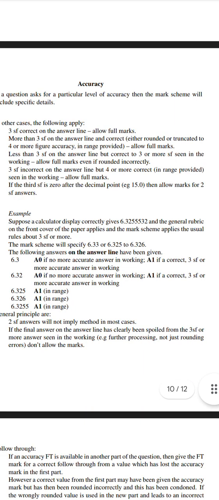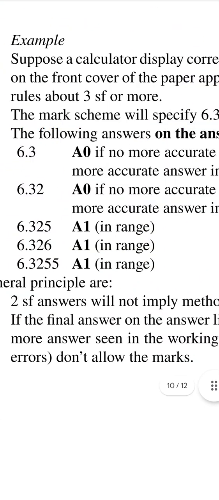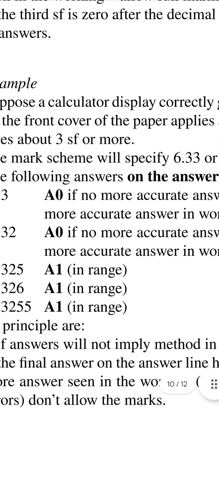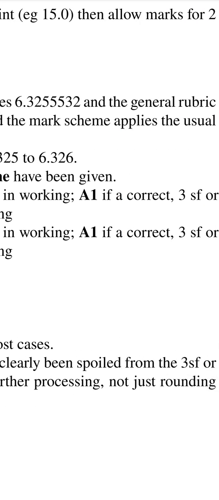6.3 is A0 if there is no more accurate answer in the working, and A1 if a correct 3SF or more accurate answer is in the working. Meaning if you just give 6.3 to 2SF, then it will not be accepted. But if they see a more accurate answer, for example you give 3 DP during the working, then you will be awarded the A1 mark.